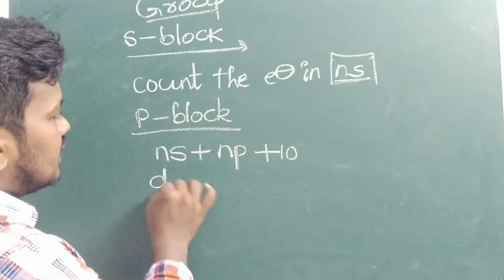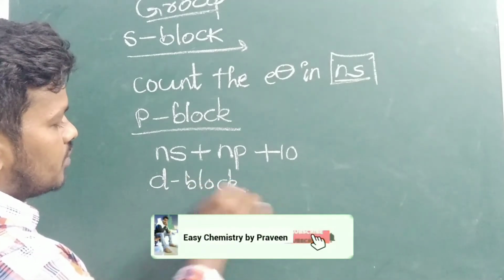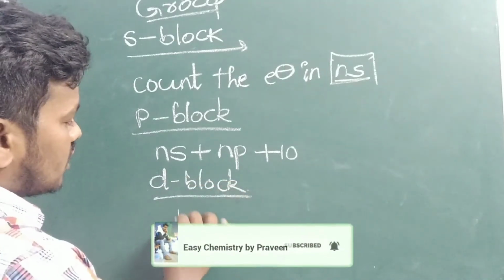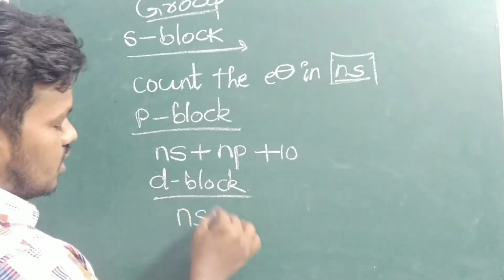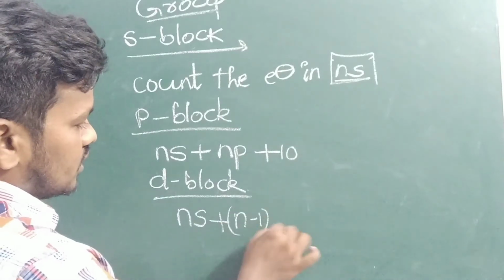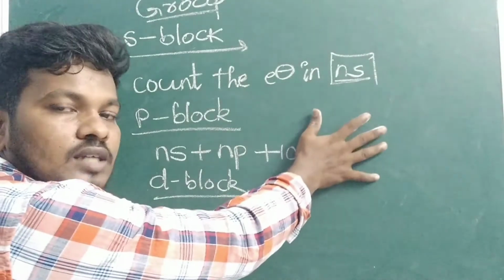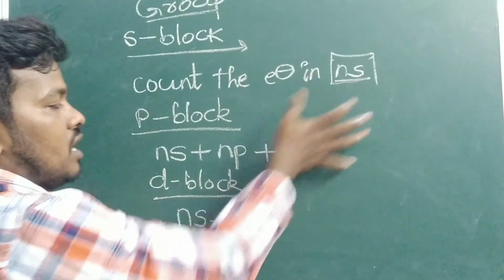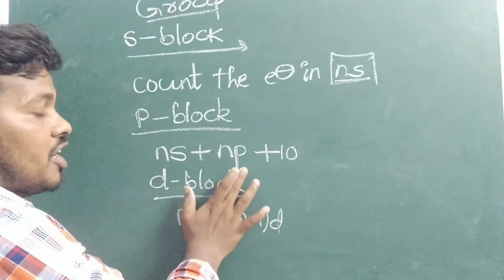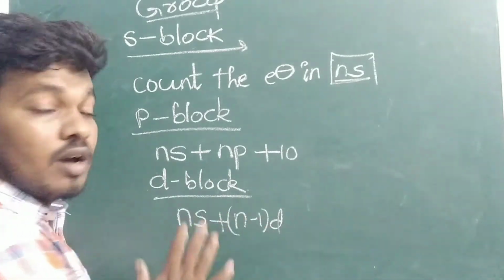What about the D block group? If you want to know the group of a D block element, first count the number of electrons in the S subshell, that is the ns, and the (n minus 1) d subshell. You should not count the total ns alone. For the P block, it is the last shell s orbital and p orbital. Here, for the D block, it is the last shell s orbital and the d orbital. You have to calculate the group like this.